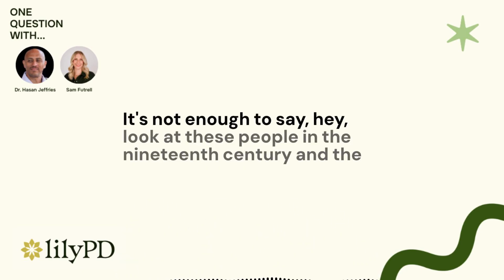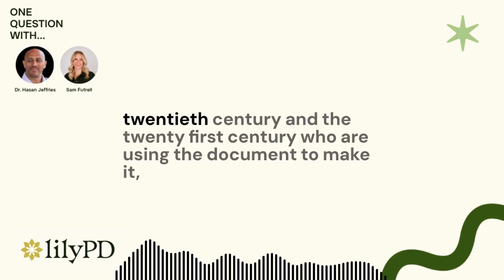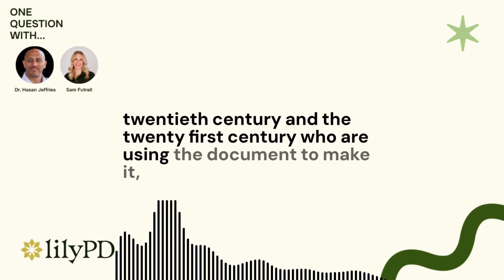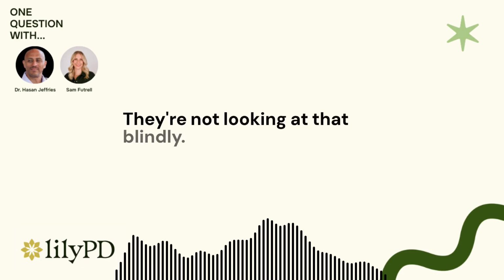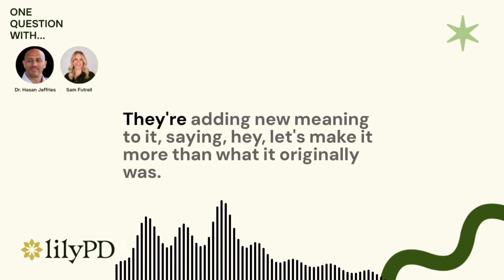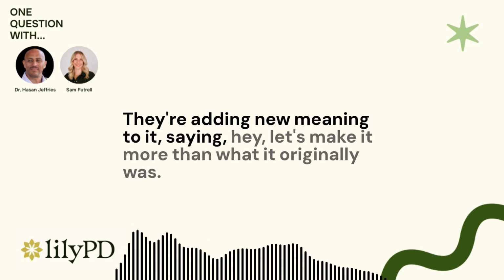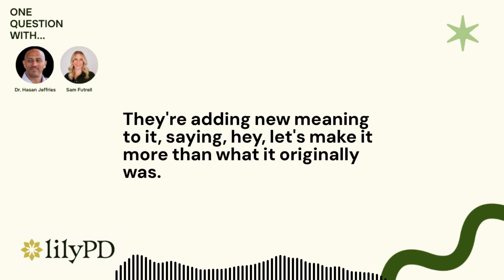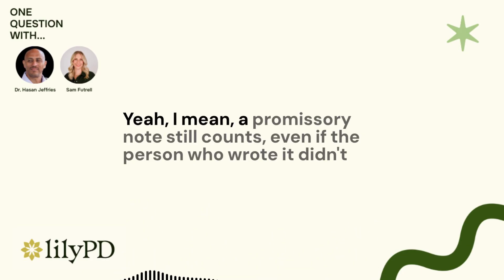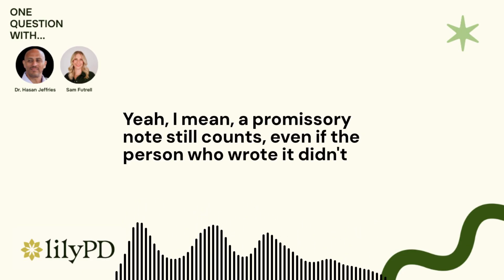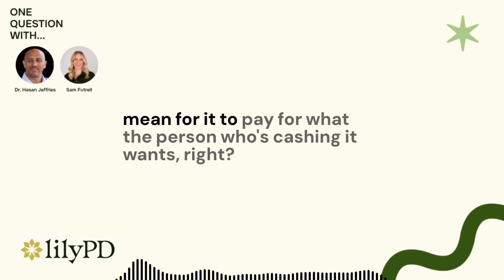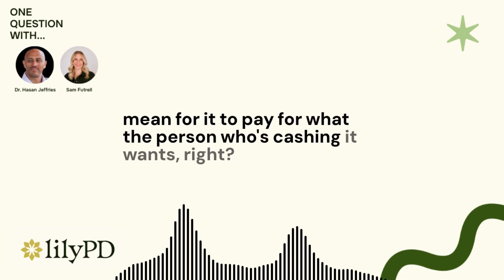It's not enough to say, hey, look at these people in the 19th century and the 20th century and the 21st century who are using the document to advance an argument. They're not looking at that blindly. They understand the context. They're adding new meaning to it, saying, let's make it more than what it originally was. Yeah, a promissory note still counts, even if the person who wrote it didn't mean for it to pay for what the person who's cashing it wants, right?